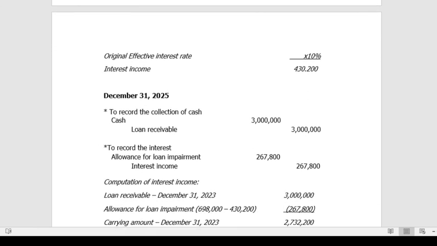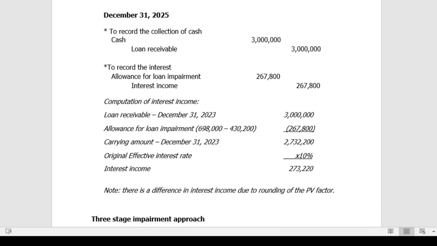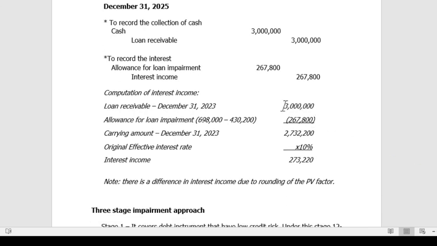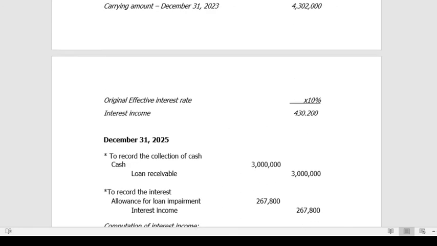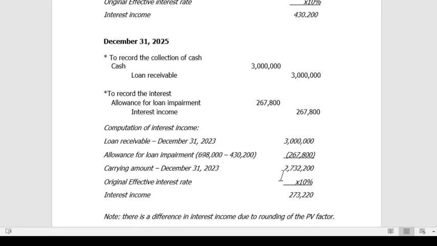Next, 2025, nagbayad ng 3 million naman na sa'yo yung borrower. So, debit cash, credit loan receivable, 3 million. So, how do you recognize naman itong recording ng interest mo? Magkano yung balance kanina? 5 million. Magkano binayad sa kanya noong 2024? 2 million. So, kaya naging 3 million na lang. So, allowance for loan impairment, 698,000 minus 430,200. Ang natira na lang 267,800. Okay. So, 273,200.